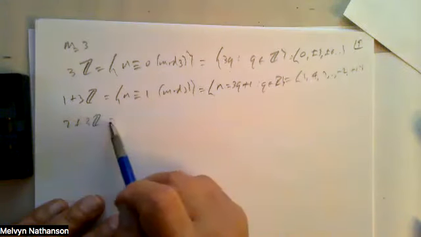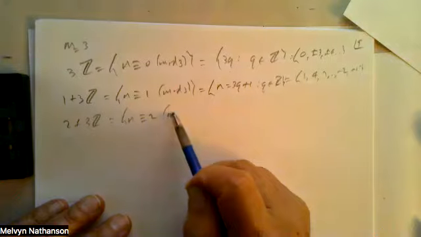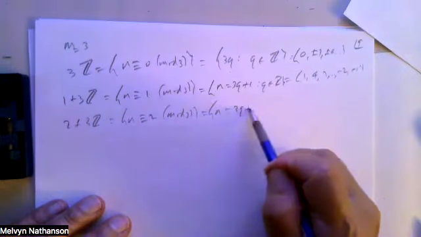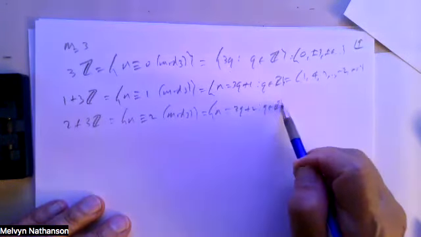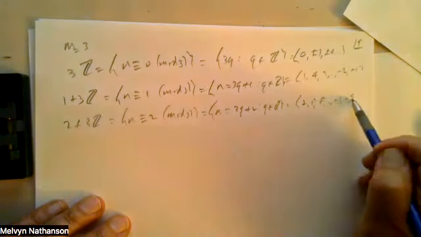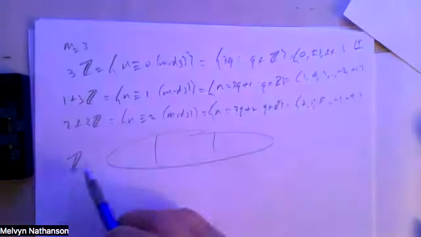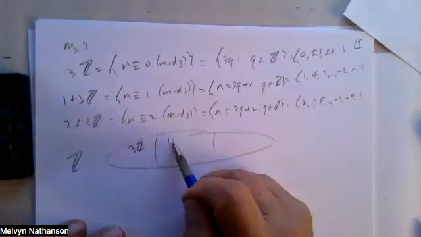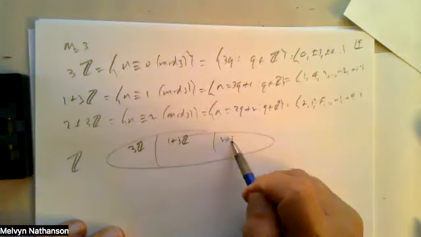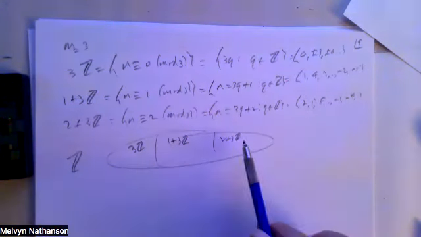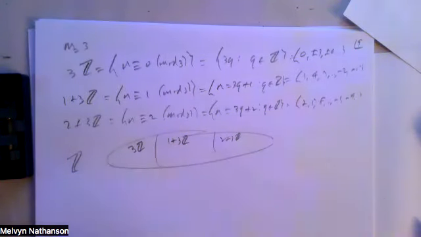2 plus 3Z is all numbers congruent to 2 mod 3. This is all numbers n that you can write as 3q plus 2 for any integer q. So that's 2, 5, 8, minus 1, minus 4, and so on. If we take the set of all integers, Z, it's divided into three congruence classes, 3Z, 1 plus 3Z, and 2 plus 3Z. Every number leaves a remainder of 0, 1, or 2 when you divide by 3, and that determines these three classes.